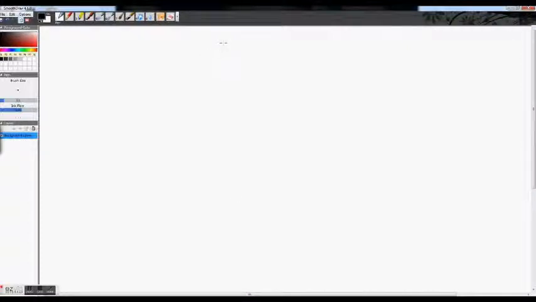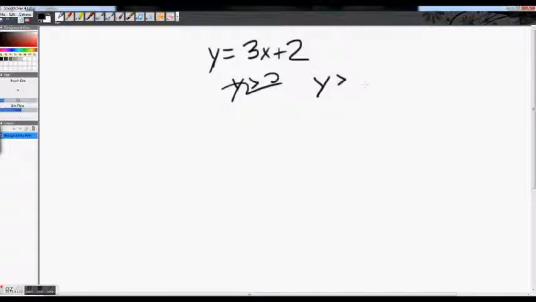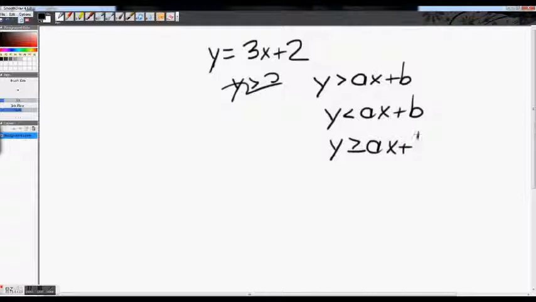When we write linear functions, we write something such as, for example, y equals 3x plus 2. However, in a linear inequality, y is not necessarily equal to the function. We may have y is greater than ax plus b, y is less than ax plus b, y is greater than or equal to ax plus b, and y is less than or equal to ax plus b.